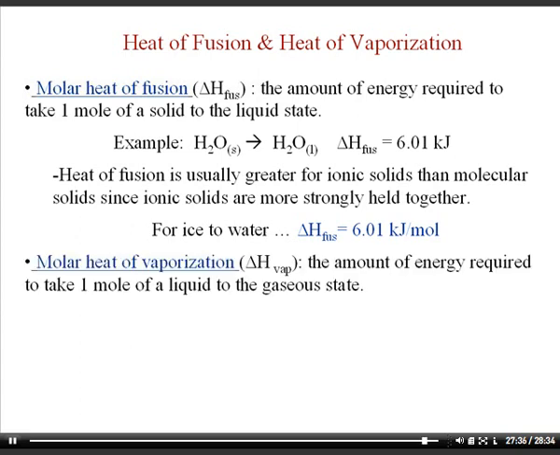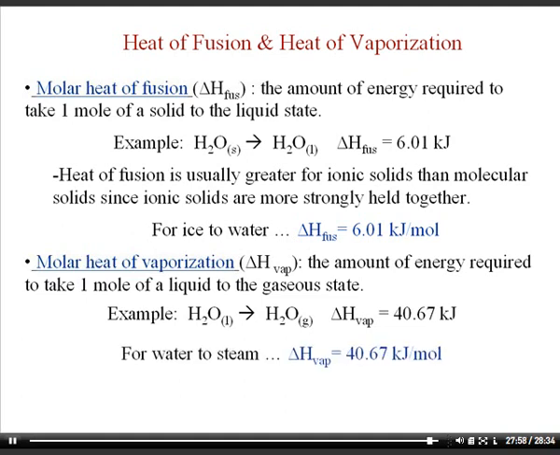The molar heat of vaporization is basically taking the liquid and turning it into a gaseous state. So the example I show is taking liquid water and turning it into water vapor. And you can see the number's a lot bigger. It's 40.67 kilojoules. And notice that both of these values, going from solid to liquid or liquid to gas, are positive numbers because you have to add in the heat. So it's an endothermic reaction. For water to steam, it's 40.67 kilojoules per mole.